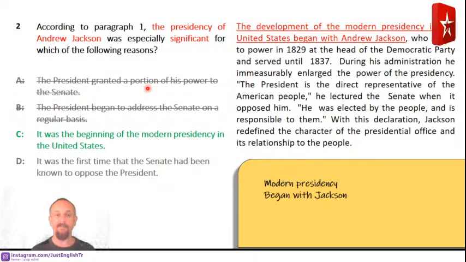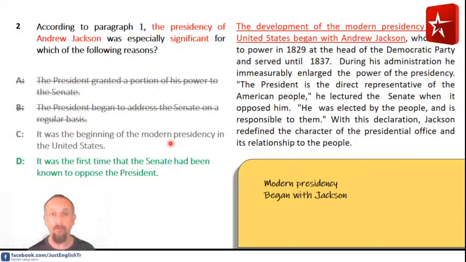Now coming down to C, it was the beginning of the modern presidency in the United States. This looks good. We have the modern presidency began with Andrew Jackson. Why was Andrew Jackson important? Because it was the beginning of modern presidency. It looks good, but we put a little question mark by that. We need to be sure.